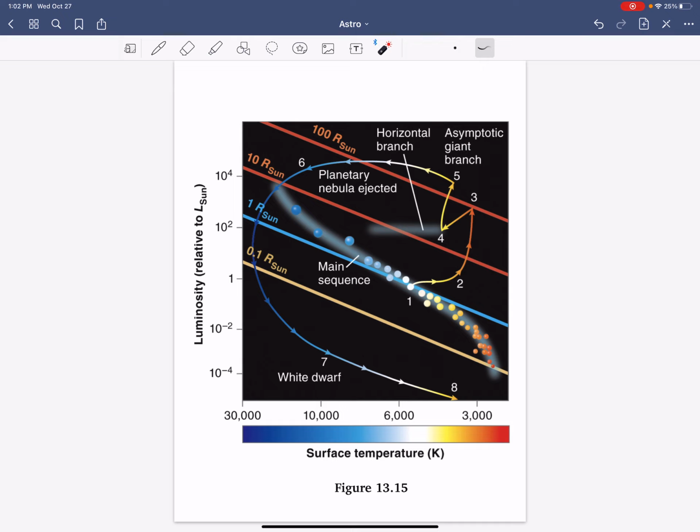Now, your book uses horizontal branch and the asymptotic branch. You don't need to know those terms, right? We're only worried about the red giant branch, which is right here, right? Basically all this, okay? So I hope this has given you a little bit of insight and made the general process a bit clearer for you.